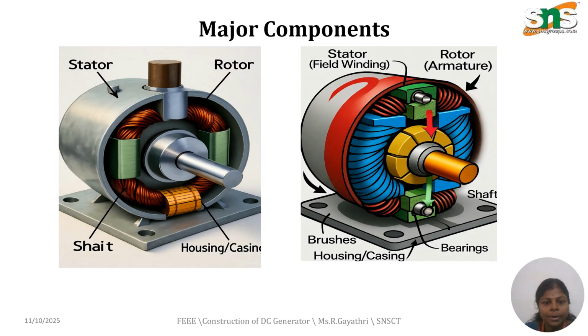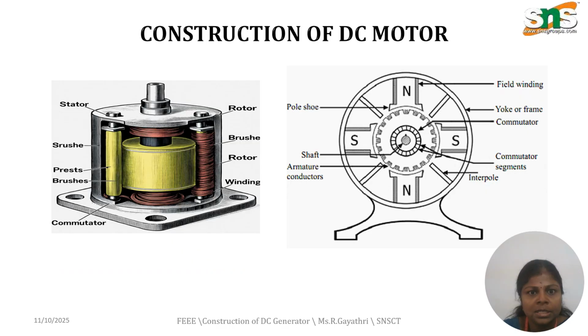The major components present in our DC motor are the stator, rotor, housing and casing, and shaft. The stator will have the field winding and brushes, and housing and casing, and bearing and shaft material. To the shaft, the load will be connected. The rotor is a rotating part, and the stator is the stationary part in the DC machine.